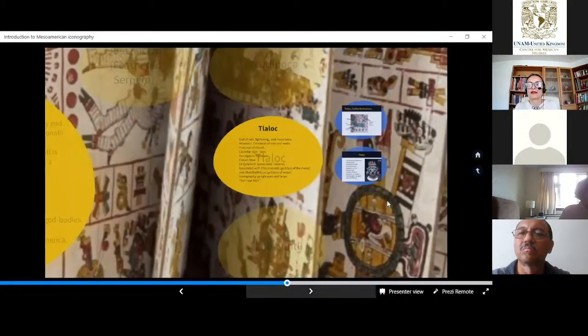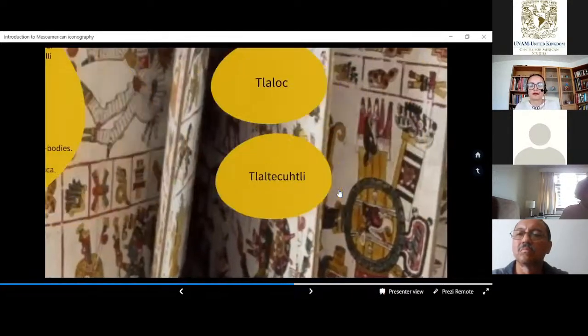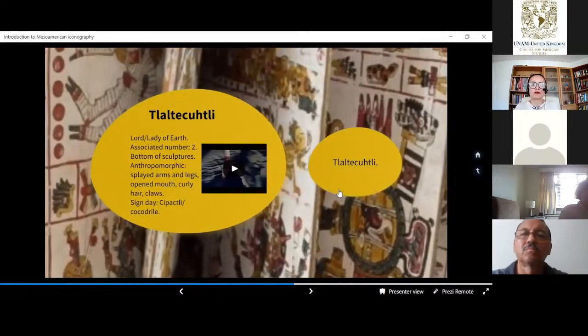And another important god that we will see is Tlaltecutli, the earth, and it will be associated with obviously the creation of everything. It is like the mother and father of everything. It's a difficult identification in terms of sexuality, because in reality what we can see is that it's female and male. And a way to identify it when it appears in human form is the way that the arms and the legs are displayed.